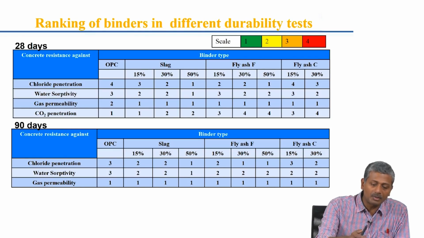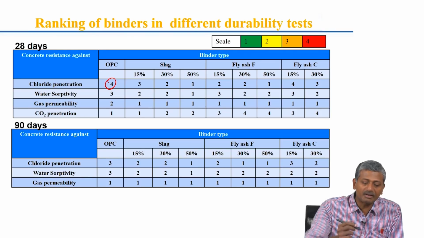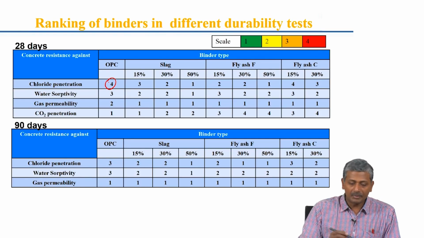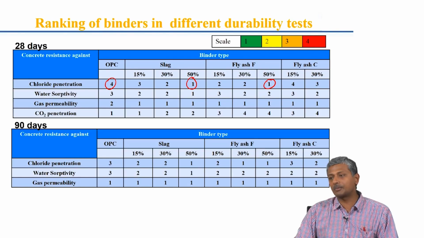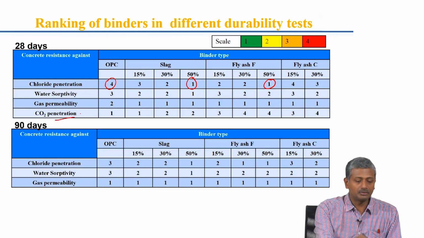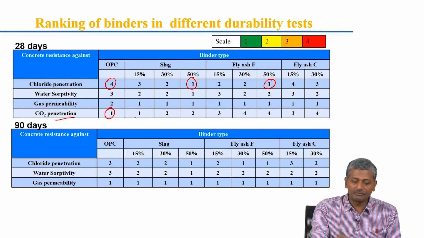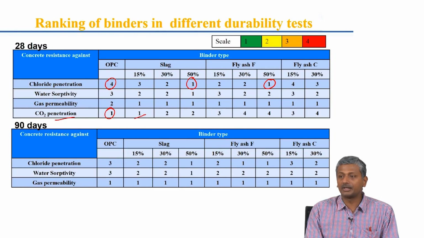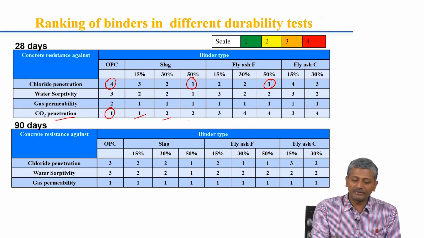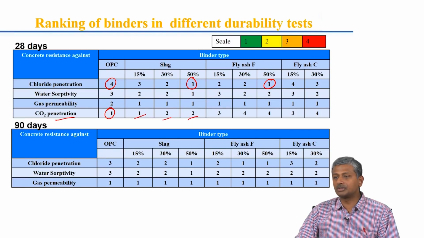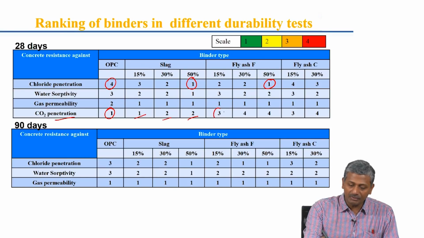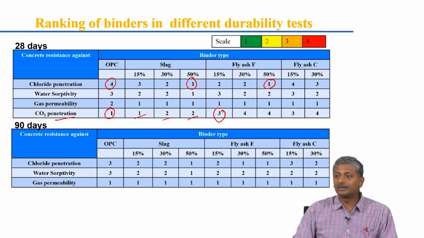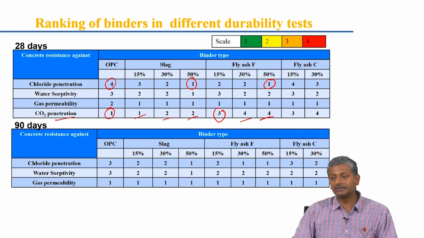So, compared to plain ordinary Portland cement, which is at rank 4, that means the lowest rank, the best performer is slag at 50% replacement or fly ash at 50% replacement for chloride penetration characteristics. For carbonation, obviously OPC is the best. Slag at 15% replacement does not seem to be much different as compared to OPC, but at 30% and 50%, the rate of carbonation of slag based concretes is significantly higher than that of OPC. Fly ash even at 15% is actually showing you a greater rate of carbonation as opposed to plain Portland cement, and the performance is even worse at 30 and 50%.